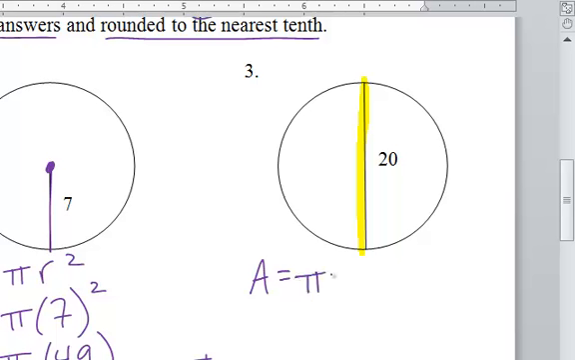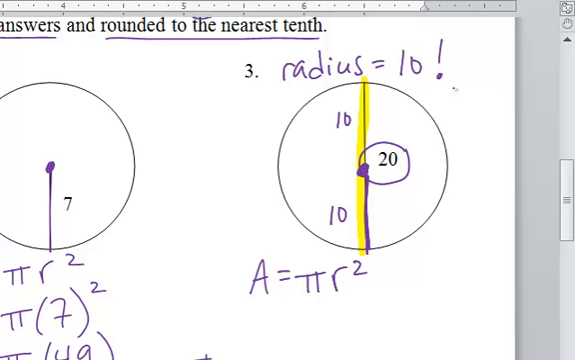I still have pi times r squared for the area. So what I need to do is take this 20 and somehow figure out what the radius is supposed to be. And if you know that the radius starts right in the middle, all you have to do is cut that diameter in half. Doesn't that mean that each side is going to be 10 and 10? So this means that my radius is 10.